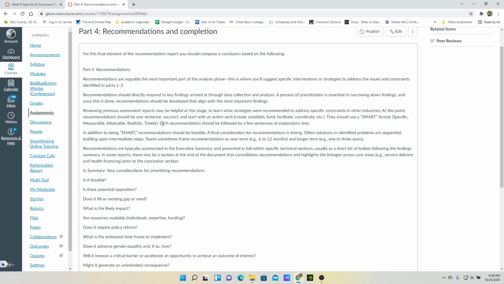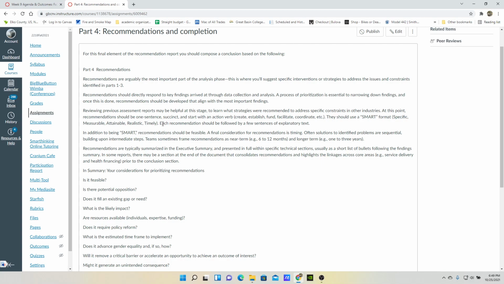Recommendations should be developed that align with the most important findings that you come up with. Reviewing previous assessment reports may be helpful at this stage. If you were doing this in the wild, as a professional writer in the field, think about what kind of documents you might look at.